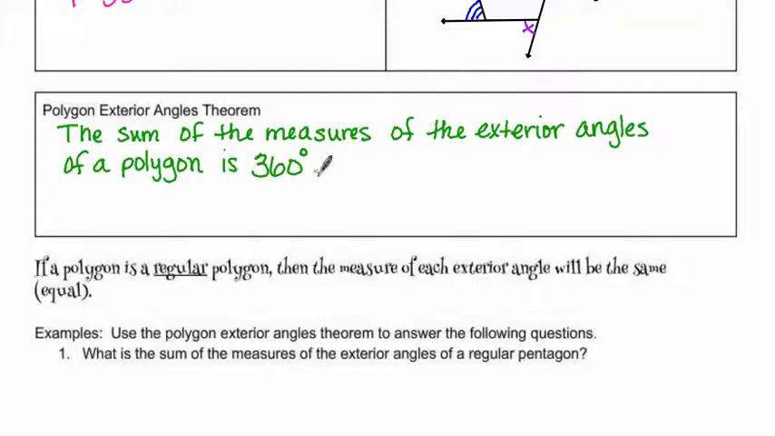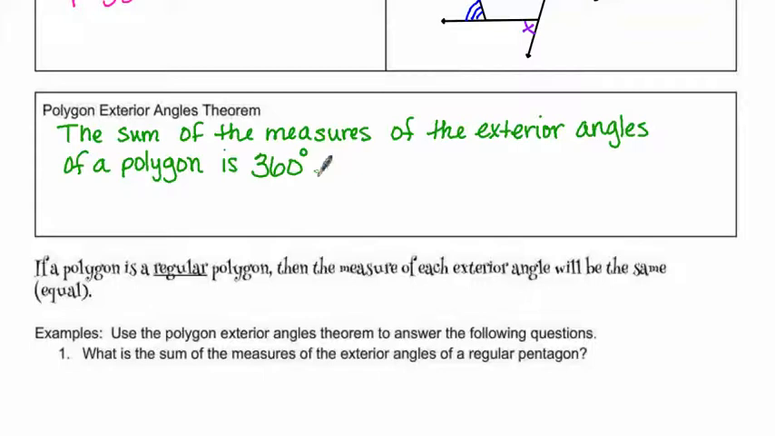Never anything different. So for a quadrilateral, the sum of the 4 exterior angles is 360. In a pentagon, like what I had drawn up above, the sum of those 5 exterior angles is 360. For a hexagon, the sum of the 6 exterior angles would be 360. 10 sides, the exterior angles have a sum of, you guessed it, 360 degrees. Doesn't matter how many sides the polygon has, the sum of the measures of the exterior angles is always 360 degrees.